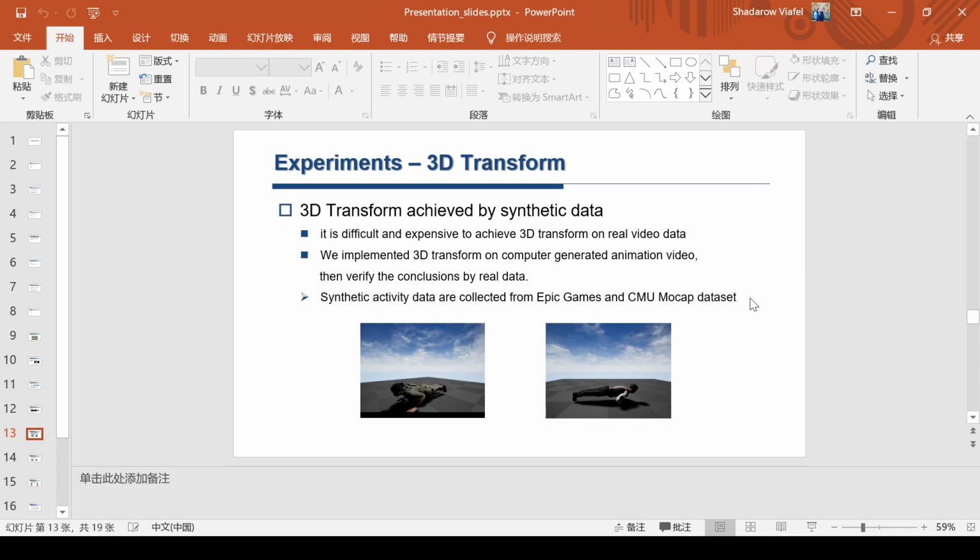The third IPT approach is 3D transform. Considering it is difficult and expensive to achieve 3D transform on real video data, we implemented 3D transform on computer-generated animation video, then verified the conclusions by real data. Our synthetic activity data are collected from the Epic Games Marketplace and the CMU mocap dataset. Next, we use two instances to demonstrate the implementation of 3D transform.